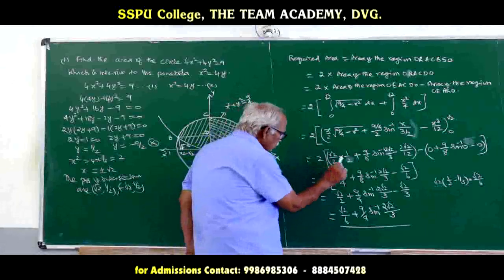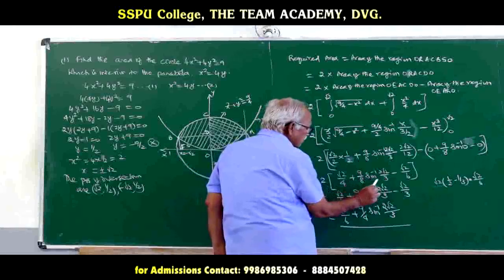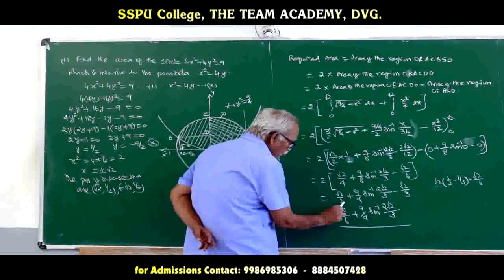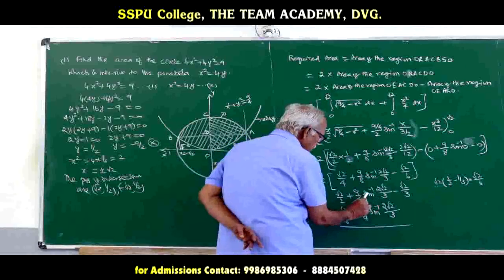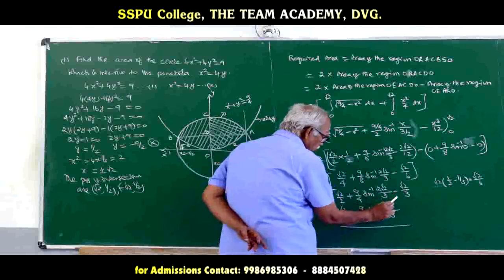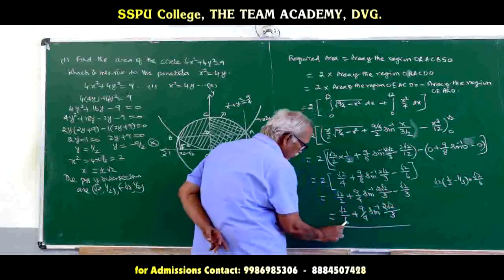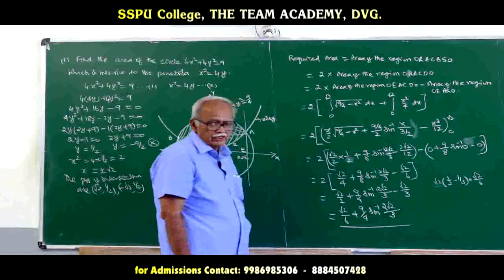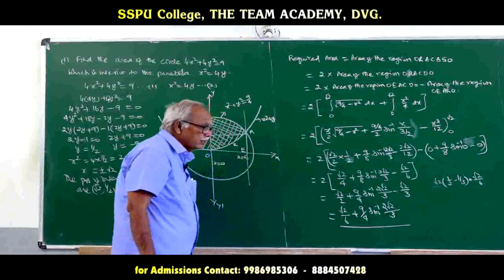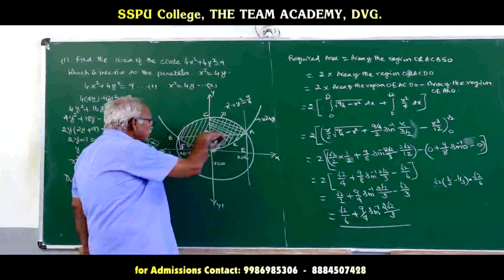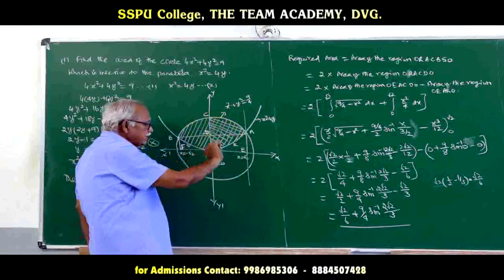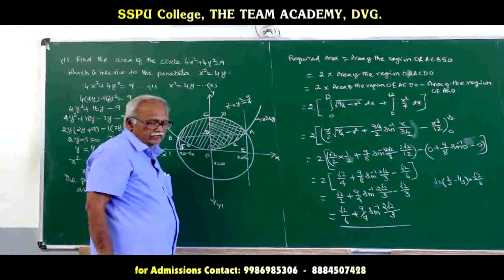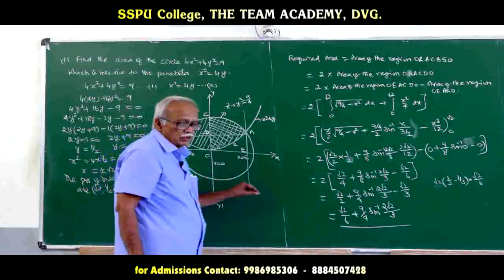Now simplify this: root 2 by 4, 9 by 8 sin inverse of 2 root 2 by 3 minus root 2 by 6. Multiply this by 2: root 2 by 2 plus 9 by 4 sin inverse of 2 root 2 by 3 minus root 2 by 3. When you simplify these two, you get root 2 by 6 plus 9 by 4 sin inverse of 2 root 2 by 3. So it is a parabola and a circle. This area is exterior and this area is interior to the parabola. Okay. Now this problem is over.